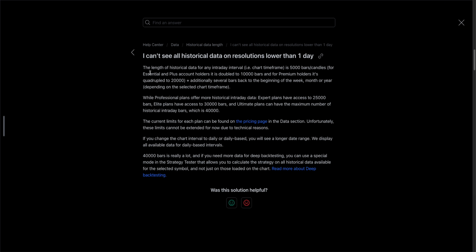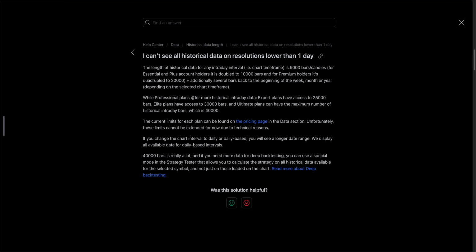And essentially, this page walks you through the limits for the different bars and data that you have depending on the plan that you purchase. So for example, if you are on an Essential or Plus account, you will get 10,000 bars. If you are on a Premium plan, you will get 20,000 bars. So this is very important so that you know exactly what you're getting access to.